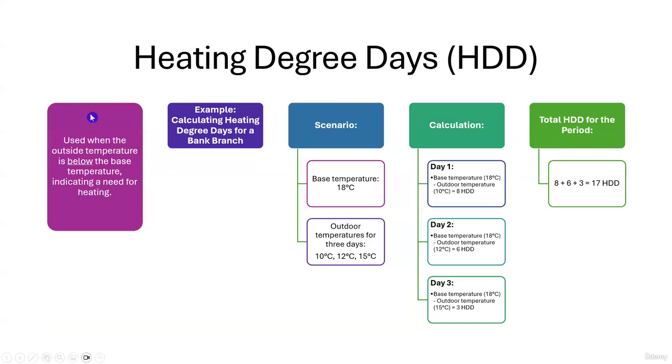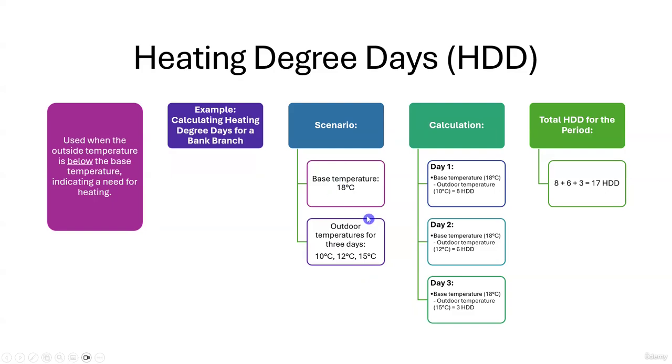So the first one, heating degree day, is used when the outside temperature is below the base temperature, meaning it's cold outside, so we need heating. So it indicates the need for heating. Example, calculating heating degree days for a bank branch. The base temperature is always 18 degrees Celsius. So if the outside temperature is, let's say, 10 degrees Celsius on the first day, which is below 18, 12 on the second day, which is again below 18, and again 15 on the third day, which is below 18.